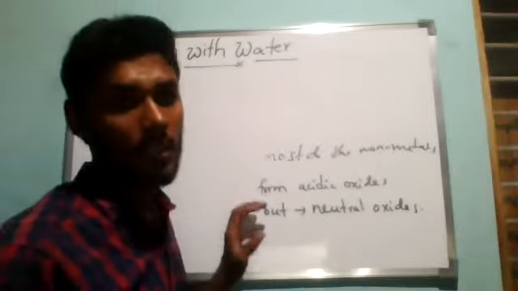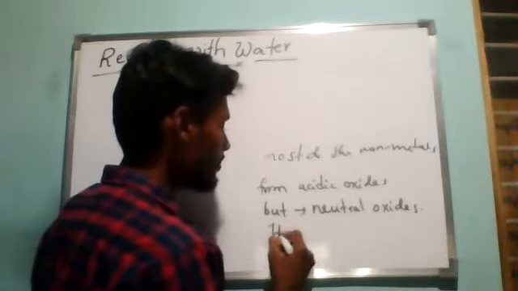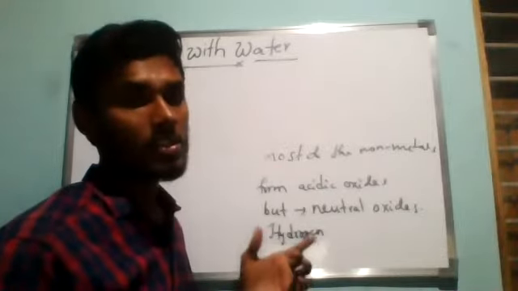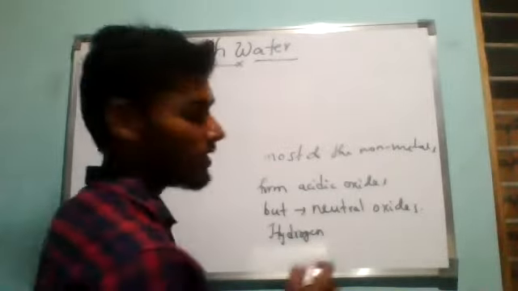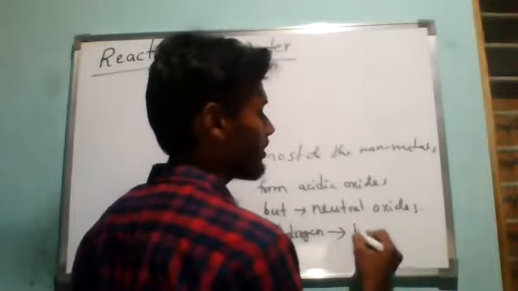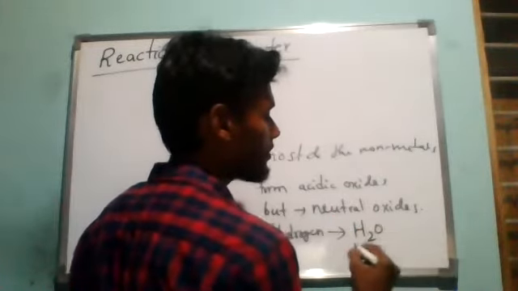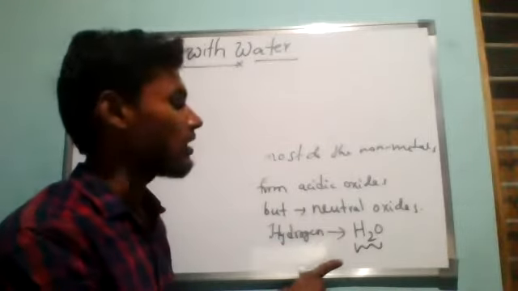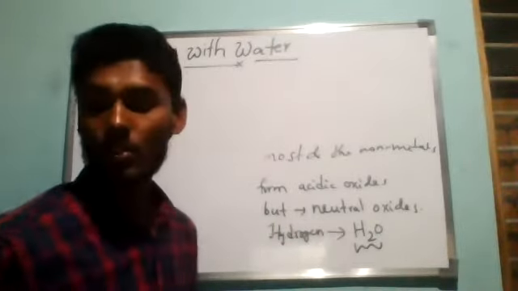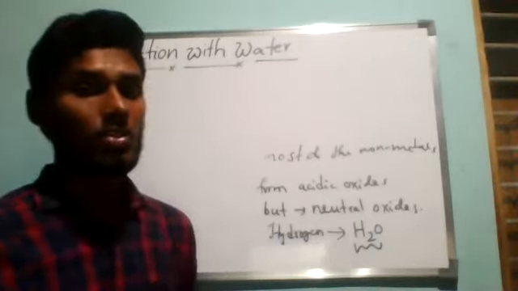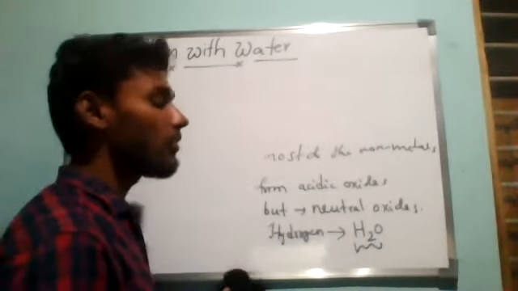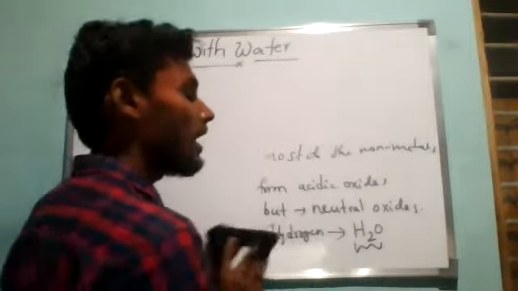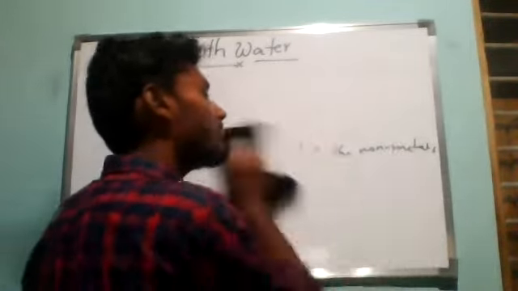For example, if we take hydrogen, hydrogen is a non-metal. Understand? If hydrogen reacts with oxygen, it will form a neutral oxide called water. H2O is commonly known as water, which is a neutral substance. So a few non-metals will form neutral oxides also, but basically most of the non-metals will form acidic oxides. So this is about reaction with oxygen.